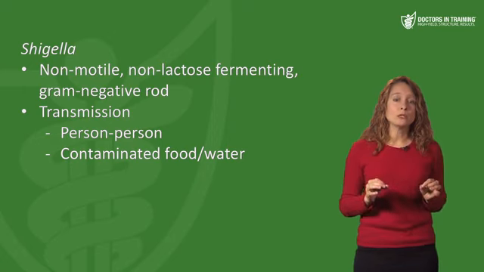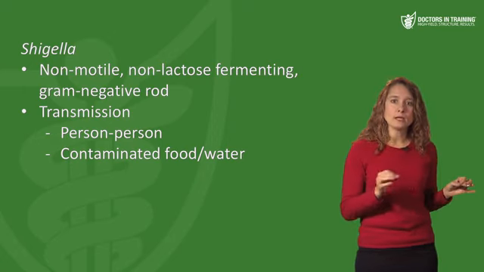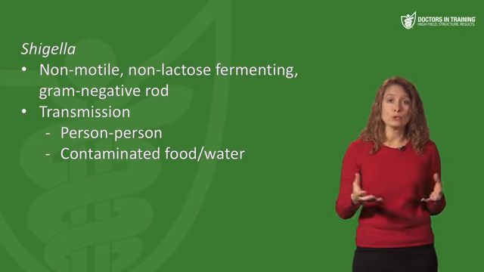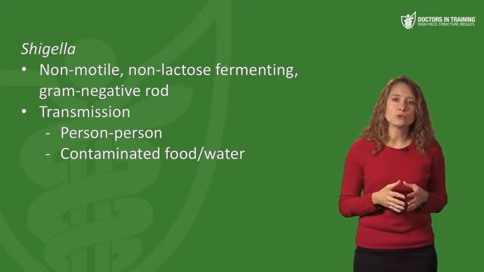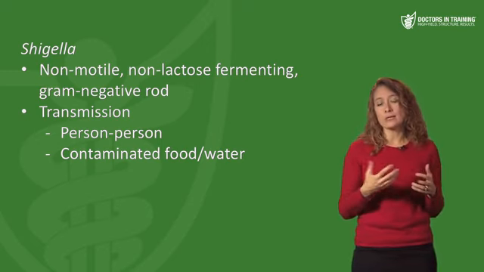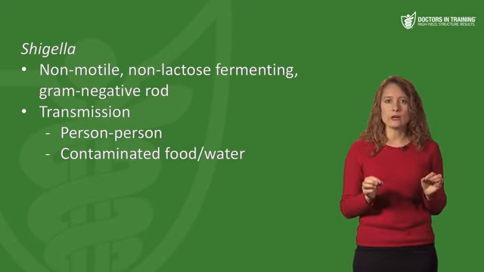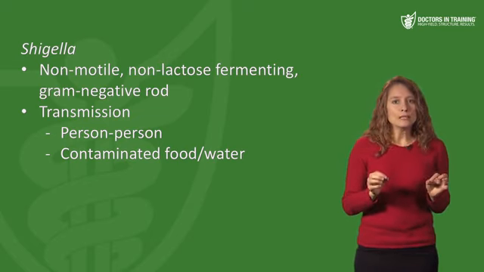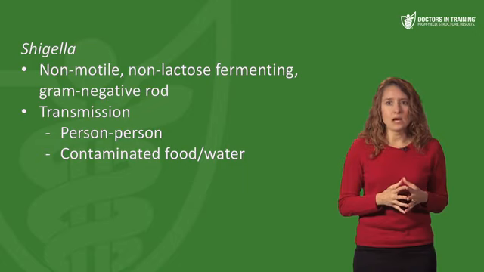It's a non-motile, non-lactose fermenting gram-negative rod that can be grown from stool culture. Shigella can be transmitted through direct person-to-person spread or from contaminated food and water. It's very infectious. You only need 10 Shigella organisms to cause dysentery.